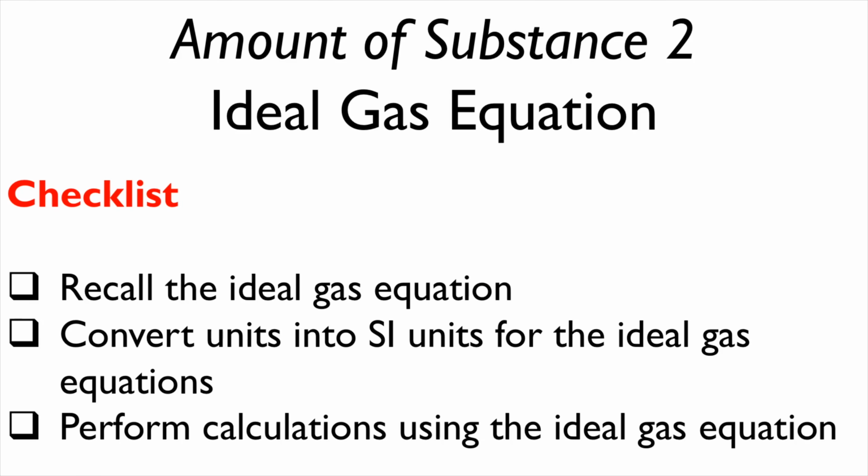So that brings us to the end of the video. Hopefully we can recall the ideal gas equation, PV equals nRT, convert units into SI units to use in the ideal gas equation, and we've looked at a few example calculations using the ideal gas equation.